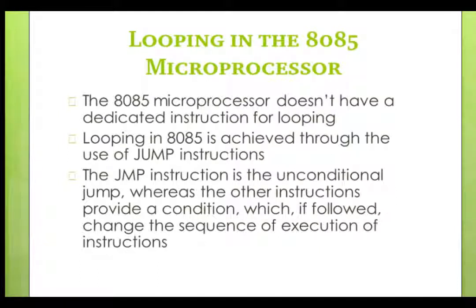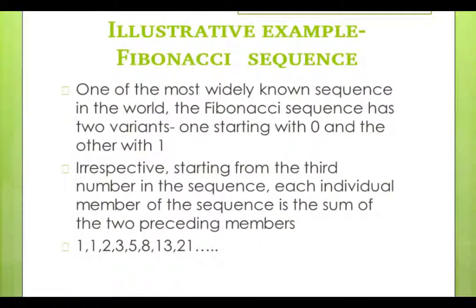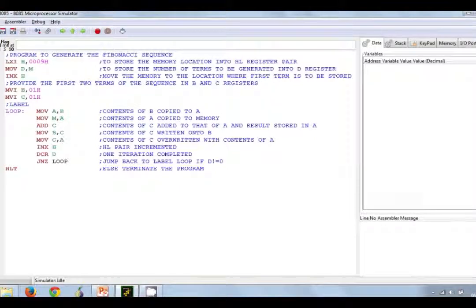Looping in the 8085 is implemented using the jump instructions, that is, conditional and unconditional jumps. Next, we will be looking into the flow of loops using an example of a program to generate the Fibonacci sequence, where any number starting from the third number is the sum of the two preceding numbers.